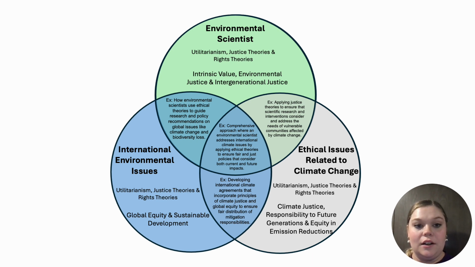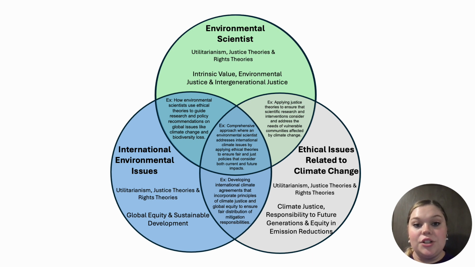Key concepts here include global equity, ensuring fair distribution of environmental benefits and responsibilities between countries, particularly in climate policies. Sustainable development, balancing present needs with the ability of future generations to meet theirs. Moving on to Circle 3, ethical issues related to climate change.